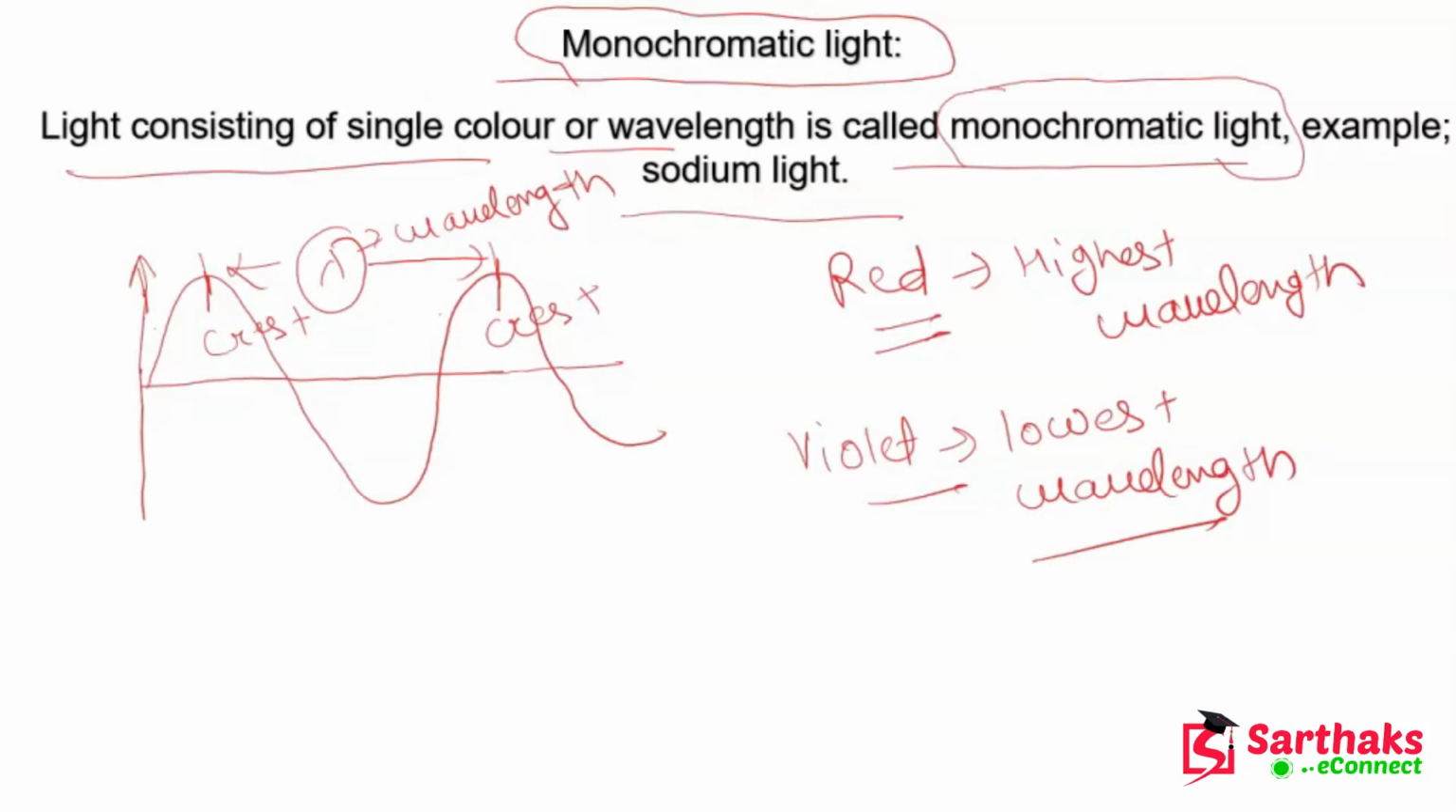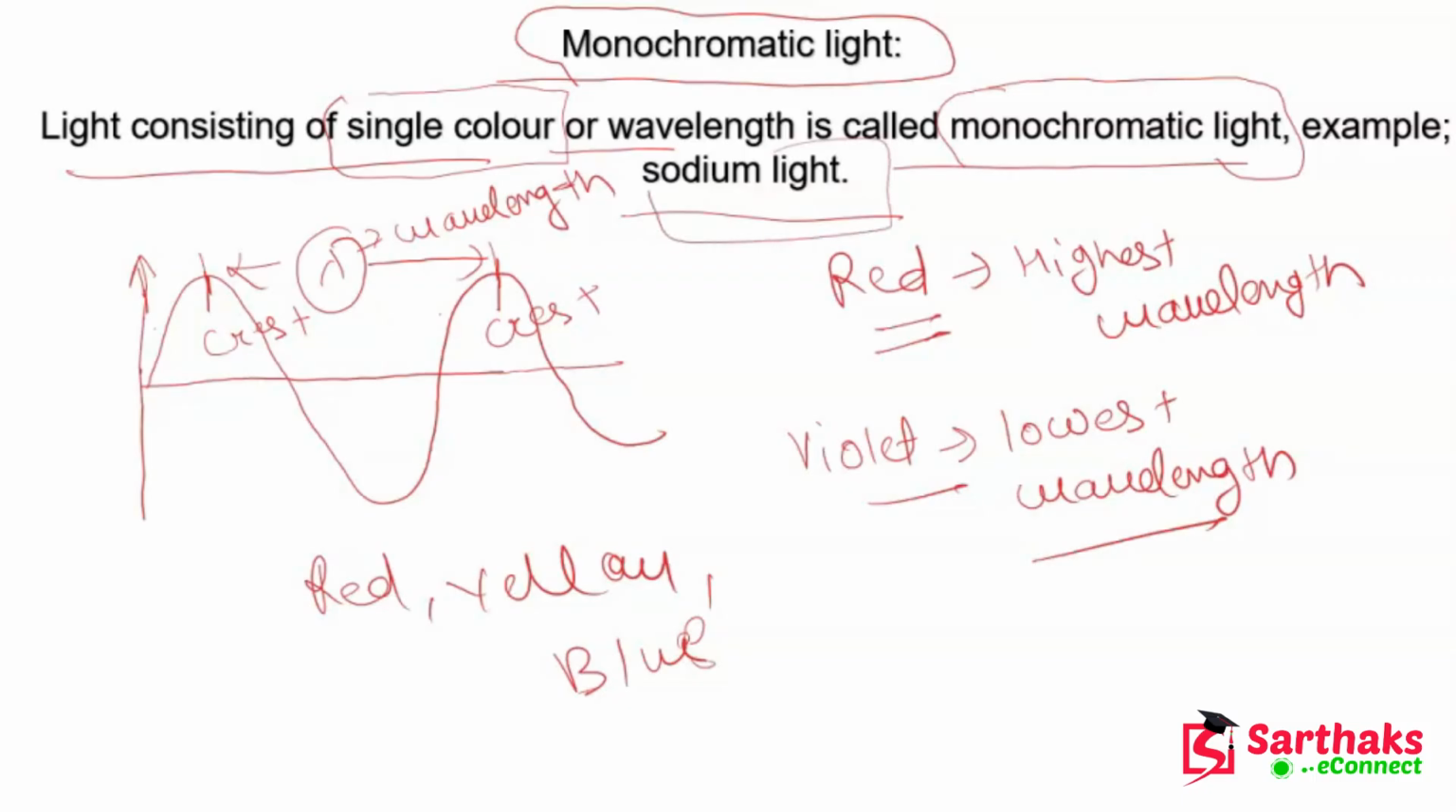Now, what is monochromatic light? Monochromatic light is a single color light. It might be red, it might be yellow, it might be blue, but there should only be a single color. There should not be mixing of colors. That light we call monochromatic light, and sodium light is an example of it. I hope it is clear what monochromatic light is. Now let's move on to the next slide.